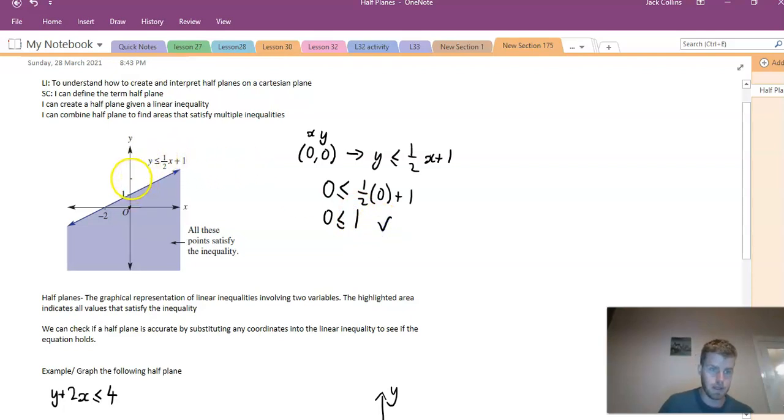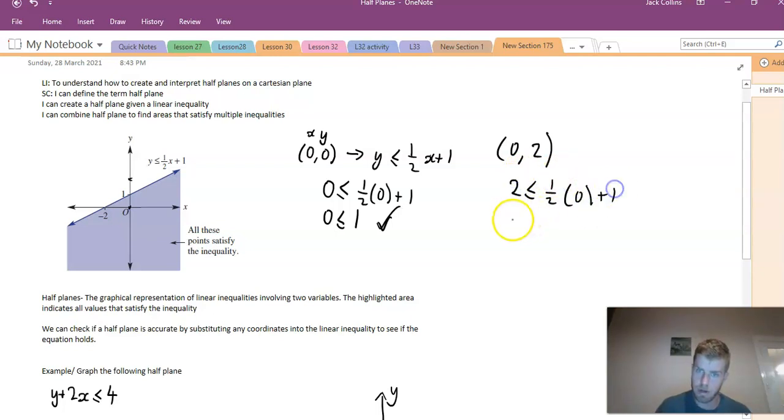If we picked another point that is outside the zone, let's say for example x is equal to 0, y is equal to 2, so that would be roughly up here, this should not work if we do the substitution. So 2 is equal to or less than half times 0 plus 1. Half times 0 is 0, plus 1 is 1. So 2 is equal to or less than 1 does not work, which is why this region has not been shaded. So if the region is shaded, it should satisfy the linear inequality.